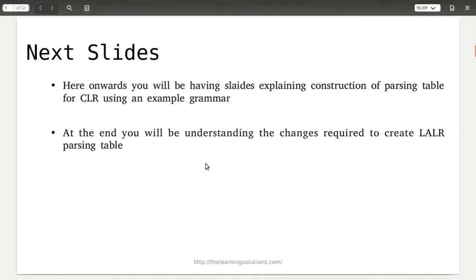On the next slides I am discussing an example similar to the CLR parser. You can refer to the previous video, where you will get some idea about the CLR parser along with the example based on it. At the end I will explain how this CLR parsing table is converted into the LALR parsing table.